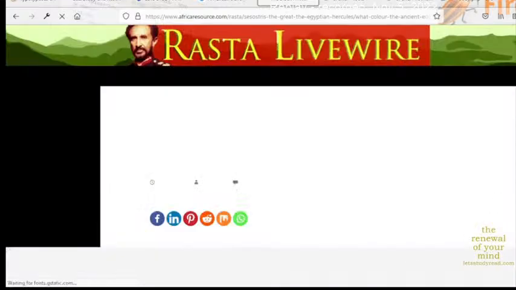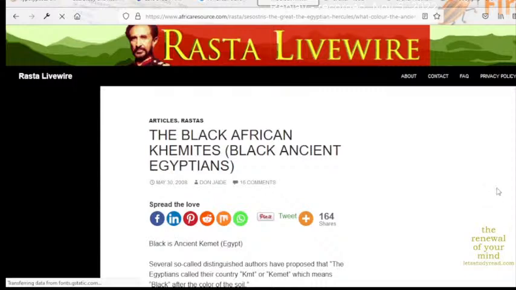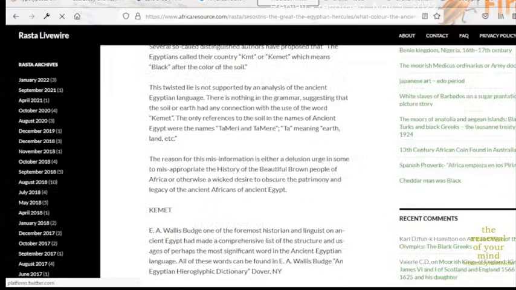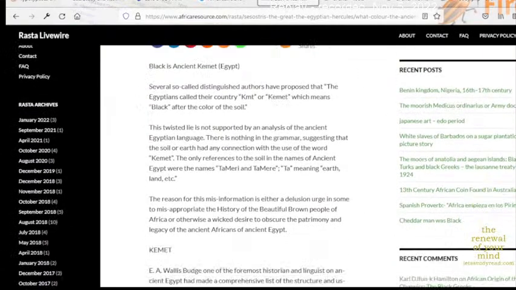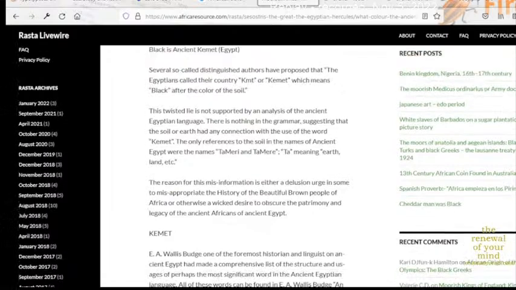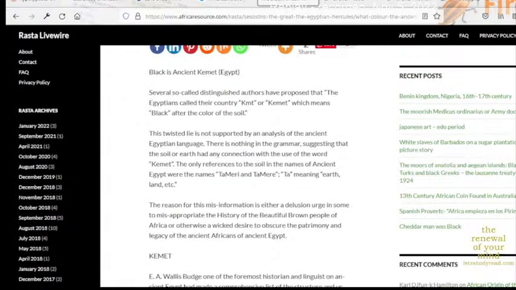So what I'm about to pull up right here, this is an article. Africa Source. They putting down some history that Egypt was referred to as Temeri. So we're gonna read a little bit of that right quick. It says, Black Kemet. Black is ancient Kemet, Egypt, right? Because we know that Ham, his real name is Khem, right? So Khem is the black people. Black is ancient Kemet, Egypt.